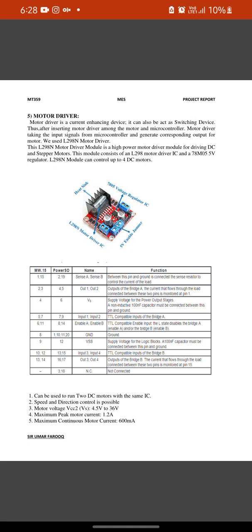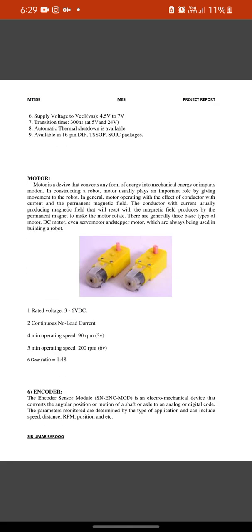The L298 motor module can control up to 4 DC motors. In its data sheet there are 2 enabler pins A and B, input pins, a ground, a VSS and a VCC, and then input 3 and input 4, and output 3 and output 4. An NC pin is not connected. It can be used to run 2 motors with the same IC. Speed and direction control is possible. Motor voltage VS is 4.5 to 36 volts. Maximum peak motor current is 1.2 amperes, and maximum continuous motor current is 600 milliamperes.